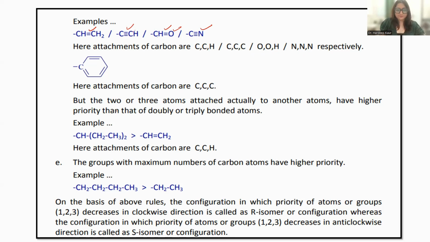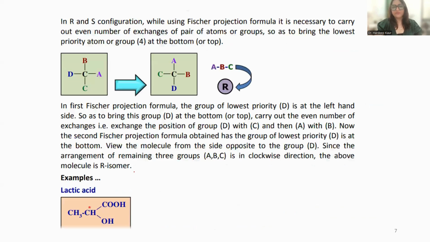In this example, this carbon is attached to two ethyl groups and there's a double bond. But more groups are attached to this one, the longer carbon chain. Another example is the same: the one with the maximum number of carbon atoms will get the higher priority. So on the basis of all these rules, the configuration in which the priority of the atoms or groups from 1 to 3 decreases in a clockwise direction, you will say it is an R isomer. Or if it is anti-clockwise, then you will say it is an S isomer or configuration.